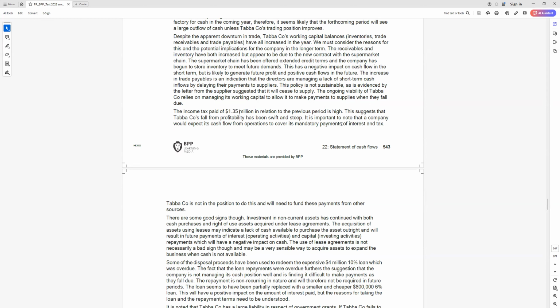It is important to note that a company would expect its cash flow from operations to cover its mandatory payments of interest and tax. So the company should have enough money to cover its interest and tax, because this cannot be accrued. This has to be paid from the bank on an actual basis.